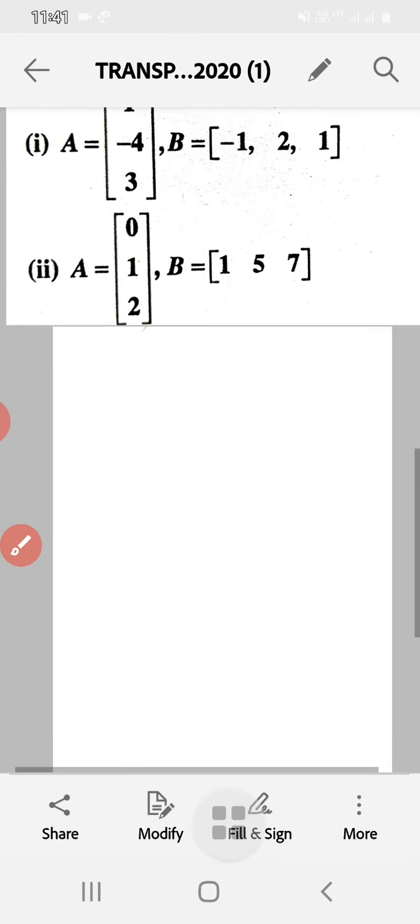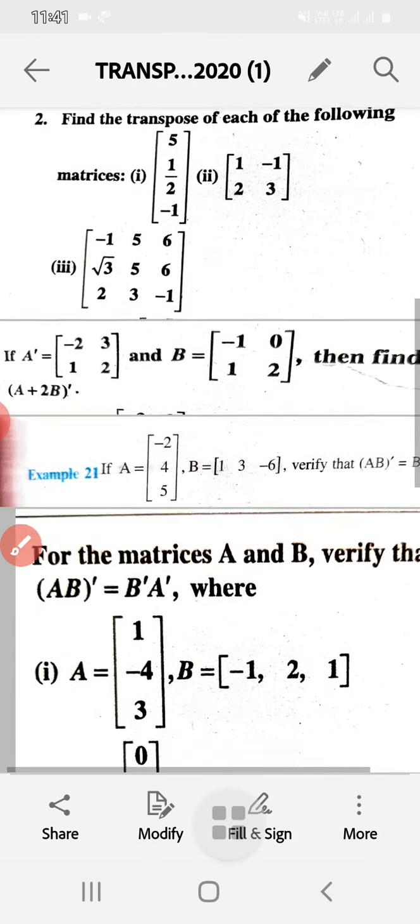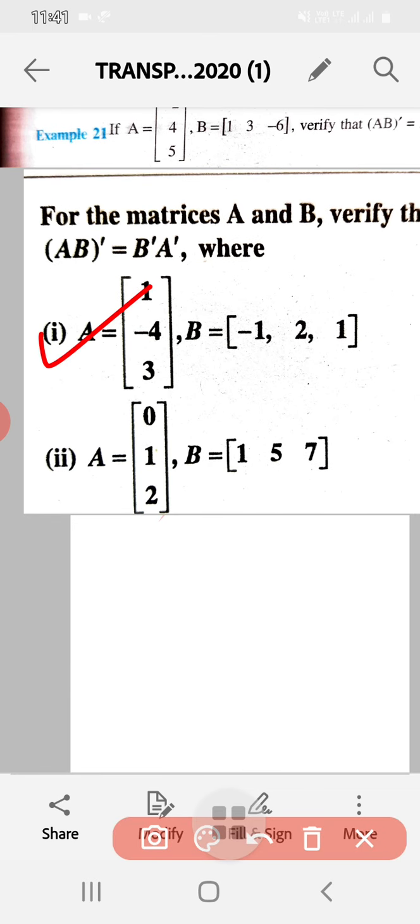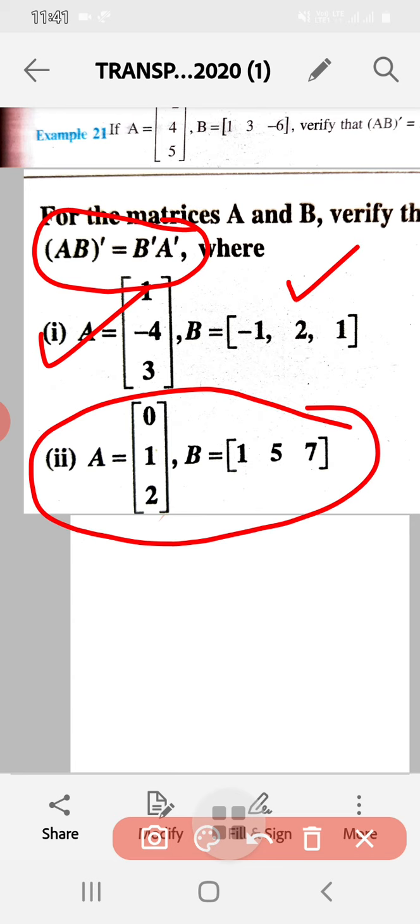So here, A is [1 −4 3], B is [−1 2 1]. We have verified the property (AB)' is equal to B'A'. Same property. So we'll consider the second case.